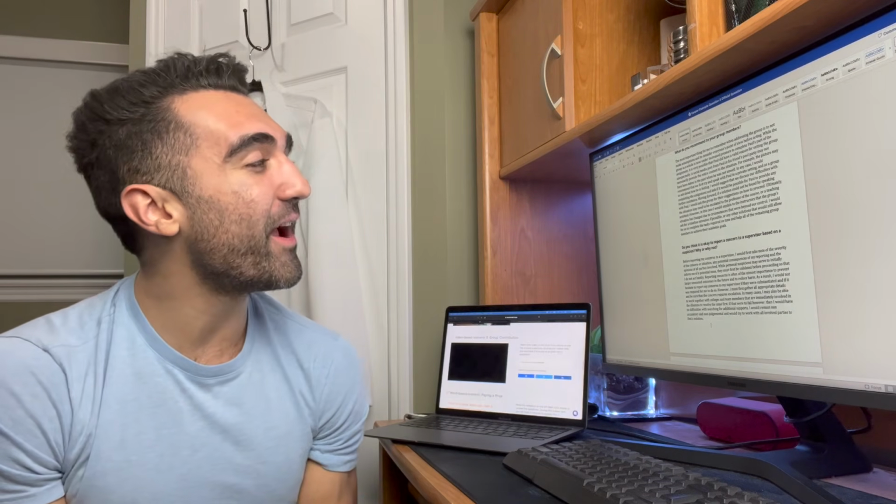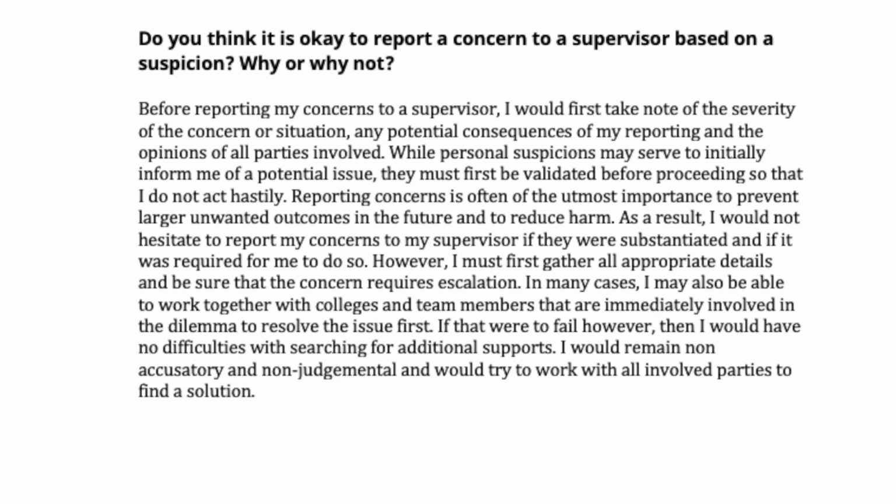But basically, my answer for this one is that before reporting my concerns to a supervisor, I would first take note of the severity of the concern or situation, any potential consequences of my reporting, and the opinions of all parties involved. While personal suspicions may serve to initially inform me of a potential issue, they must first be validated before proceeding so that I do not act hastily. Reporting concerns is often of the utmost importance to prevent larger unwanted outcomes in the future and to reduce harm. As a result, I would not hesitate to report my concerns to my supervisor if they were substantiated and if it was required for me to do so.